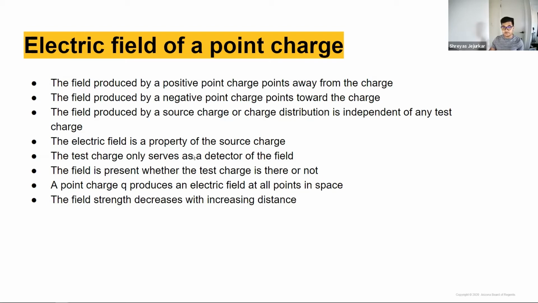So regardless of where the point charge Q is placed in space, it will produce an electric field. And the strength of this field decreases with increasing distance. So the further away you get from the point charge, the less strong the electric force is. I like to think of it the same way we think of gravity. The farther away you get from the Earth, for example, the less gravity you experience from the Earth.